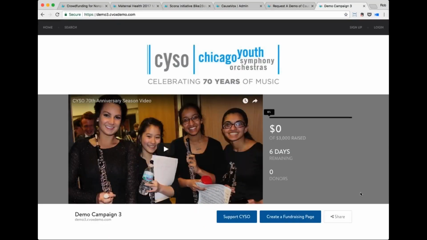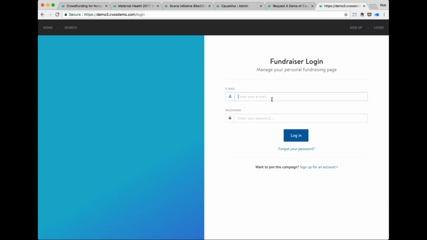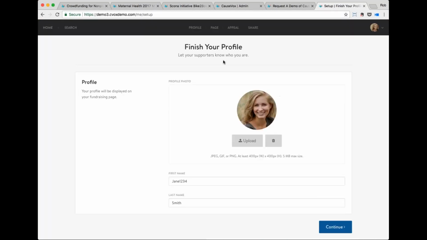They just go to your CauseVox peer-to-peer campaign site, they click on create a fundraising page, and what they can easily do is just put in their email address as well as a password in order to go through a 3-step process to create a personal page. Everything's guided, there's no coding required.